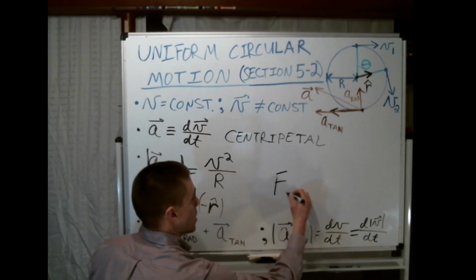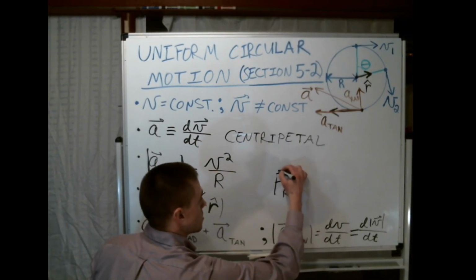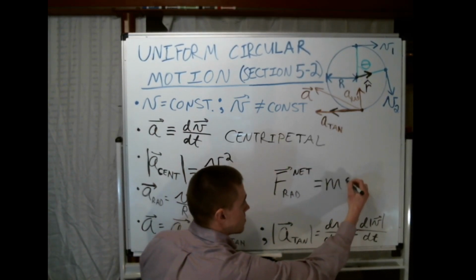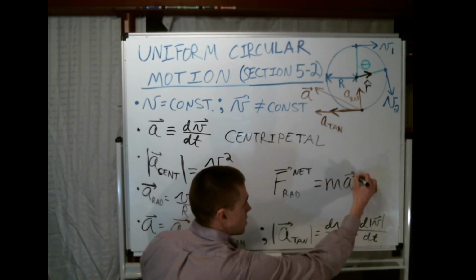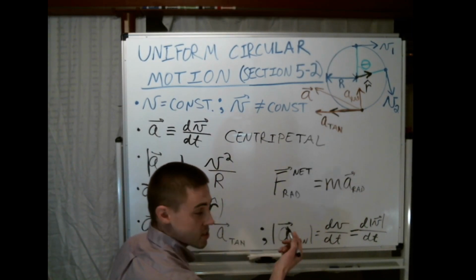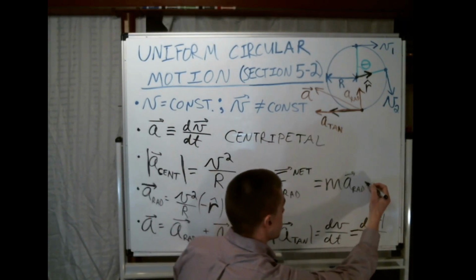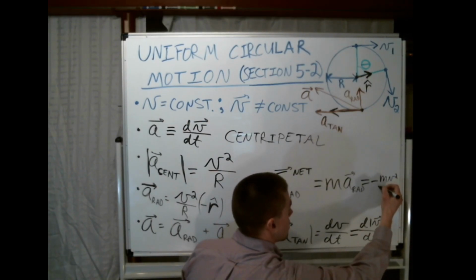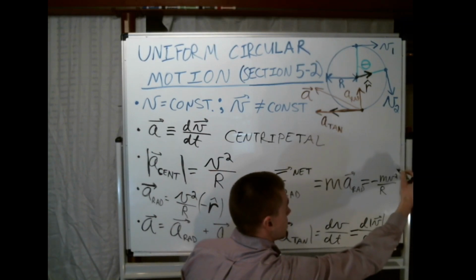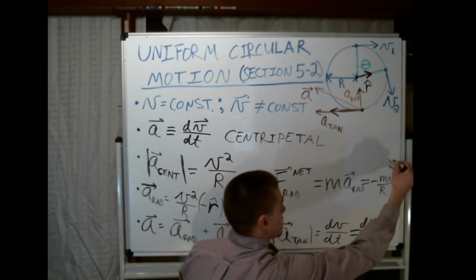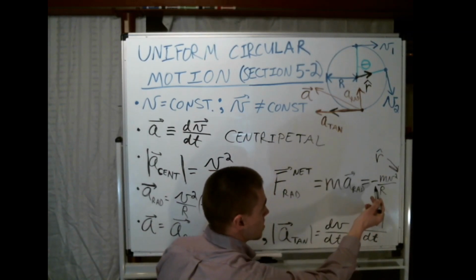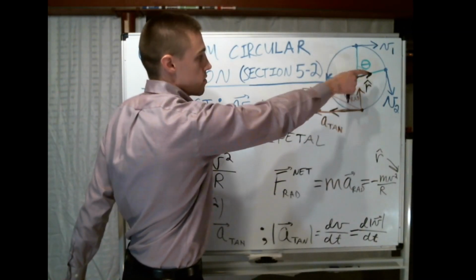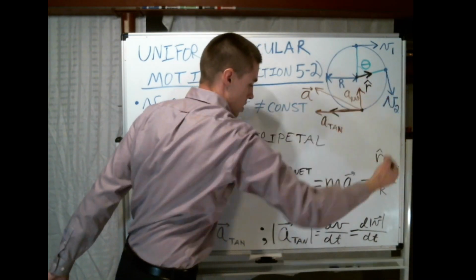So I can do F radial, the net radial force, and I can set it equal to m times a radial. And that is always going to follow this same functional form here. This is going to be a minus mv squared over r times a r hat vector, right? There's a minus there because it's in the negative r hat direction. R hat points out from the center. Negative r hat points then in towards the center.